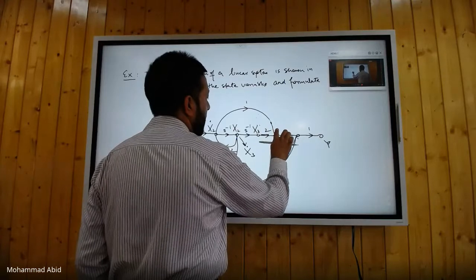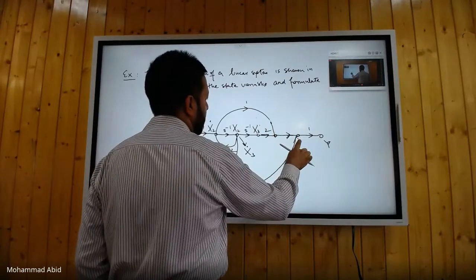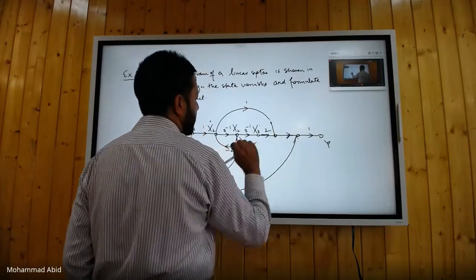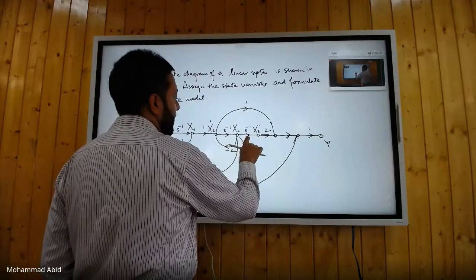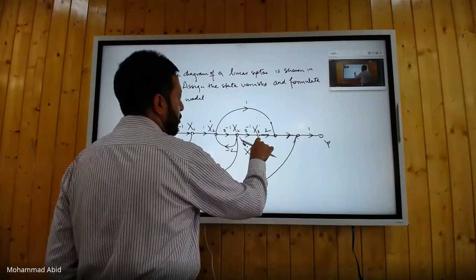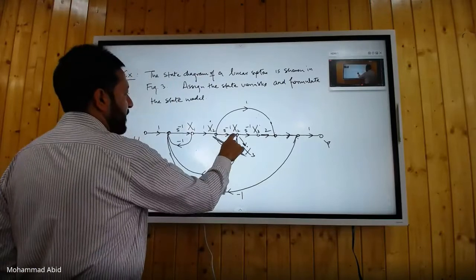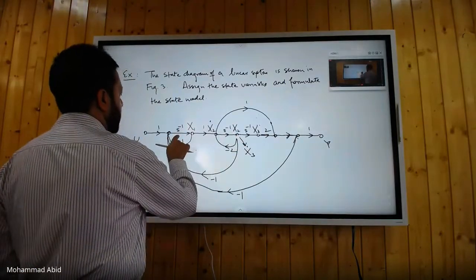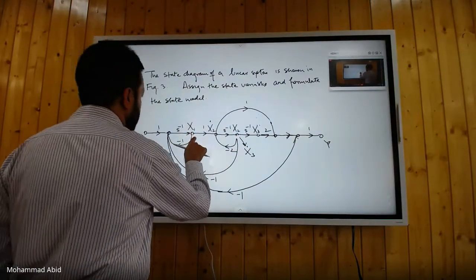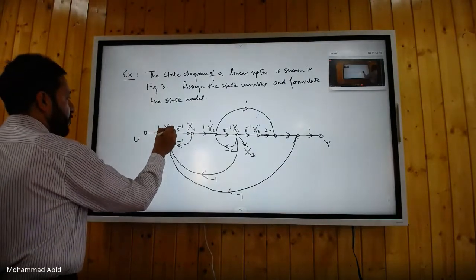These are not state variables, because we have to take outputs of the integrators as the state variables. Here this integrator, its output is a state variable. Here this integrator, its output is a state variable. There is one more integrator, its output is also a state variable. So this one is also x1 dot.